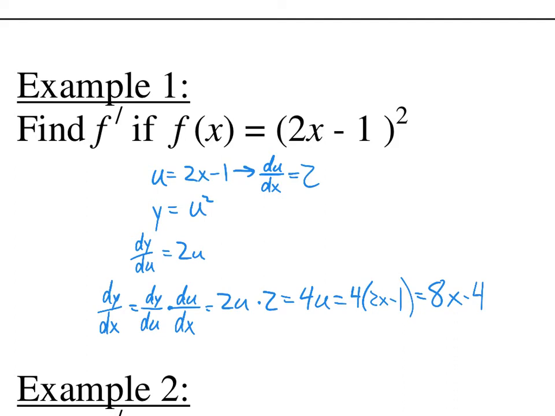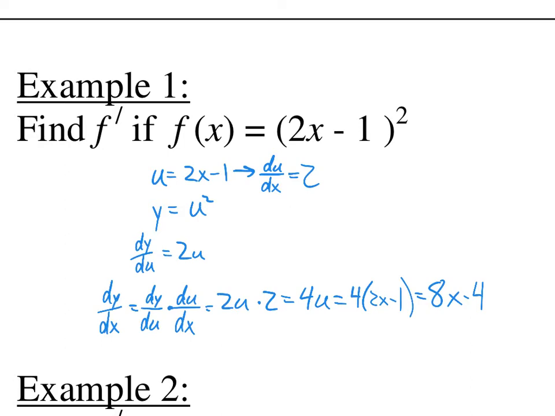What's another way we could have done this one, though? You could have brought the 2 to the front, the exponent, like the power rule, and then multiply that times the inside times the derivative of the inside. Yeah, that makes sense. Well, that's exactly what we did. But he just foiled it. I could have foiled it, right? I could have made this 4x squared minus 4x plus 1. And the derivative of 4x squared minus 4x plus 1 is 8x minus 4.